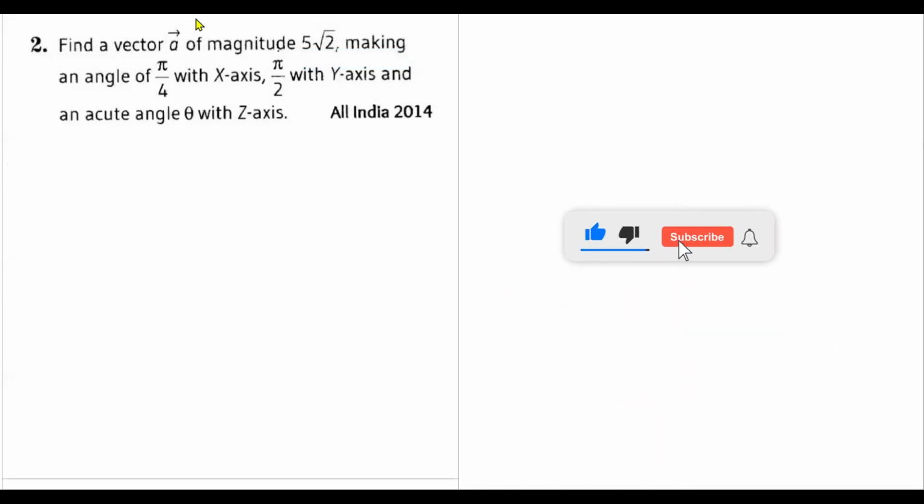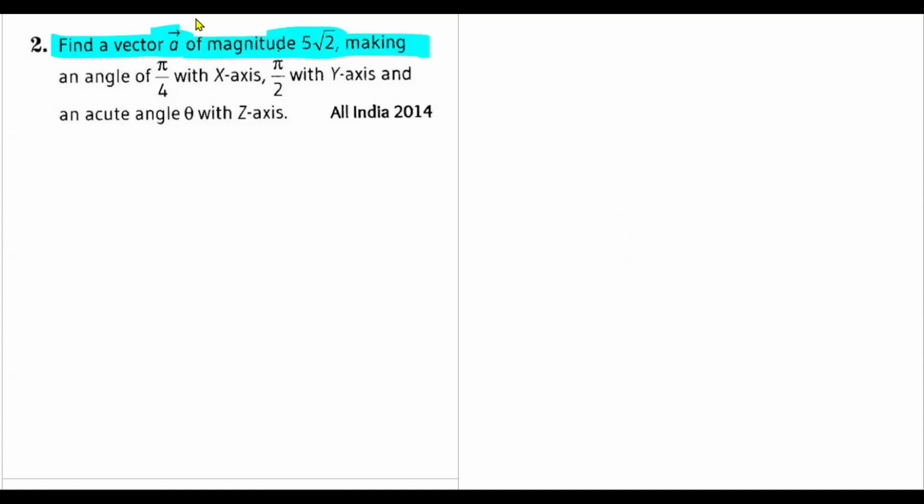Now we are on the second question. It says find a vector A of magnitude 5 root 5 making an angle of pi by 4 with x-axis, pi by 2 with y-axis, and an acute angle theta with the z-axis. As we have discussed previously also, in order to get a vector A of 5 root 5 magnitude, we'll be multiplying with A cap. That means first we need to get A cap, which is one unit vector in the direction of this vector A, and then we'll be multiplying with 5 root 5.